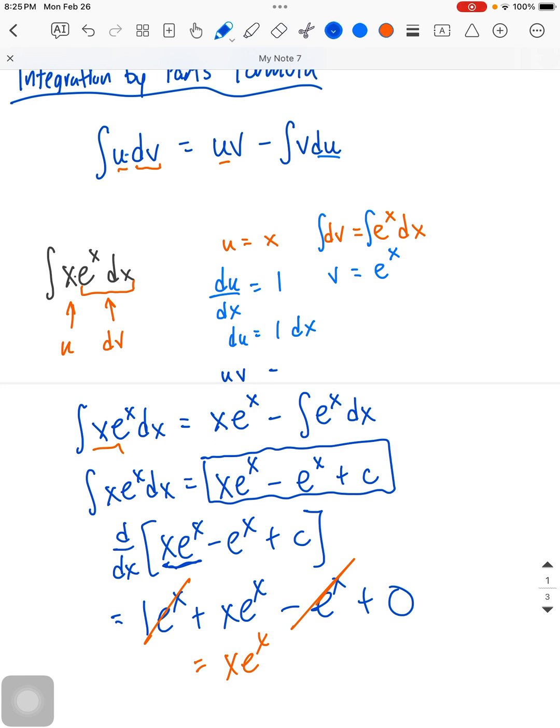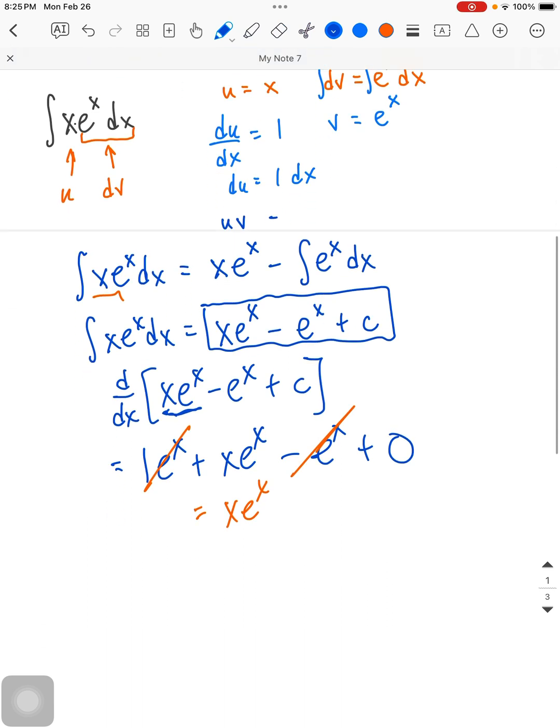Obviously, there are some additional things to talk about, but we'll get to that. So let's try another one. Let's try x squared sine 2x.